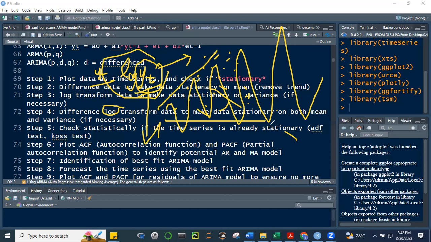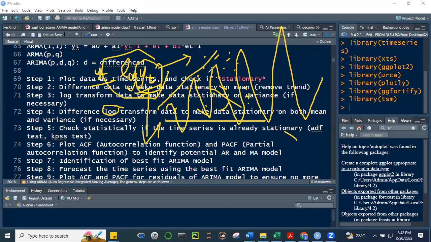However, class, we need to make it log first in order to make it stationary. Otherwise, there's no point in discussing prediction. Okay? Because we cannot predict. We cannot predict if this is not transformed into a log. All right, now what if there's trend, non-constant mean and non-constant variance? What do we do?